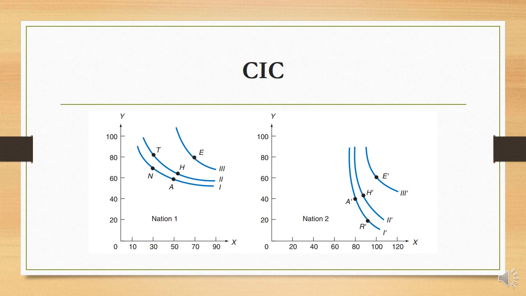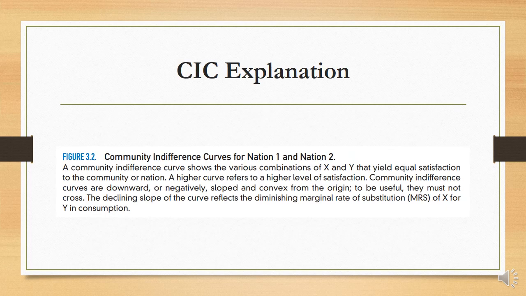Nation 1 has community indifference curves 1, 2 and 3, and there are bundles of goods on them: A, N, T and H, and the last one is E. Number 3 is the highest indifference curve, giving more satisfaction as compared to number 1, same as in nation 2. Now, an explanation of the community indifference curves for nation 1 and nation 2.